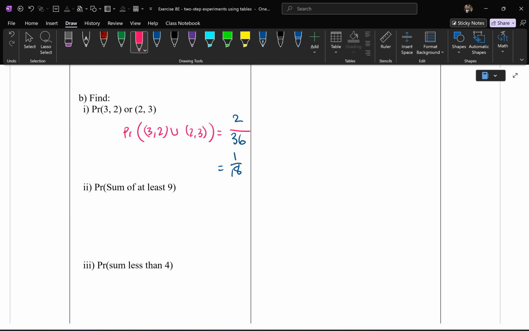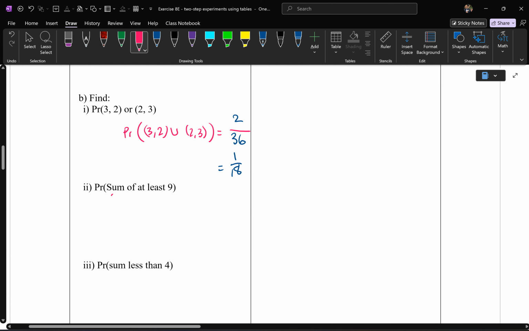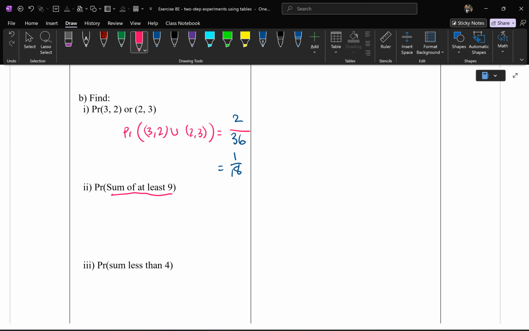Now, you can draw a 2-way table to figure this out, or you can do this intuitively as well. Let's do it the intuition way first. When you say sum at least 9, what 2 possible numbers can you think of already? What 2 numbers can I roll that will give me at least 9? Give me a pair. 4 and 5.